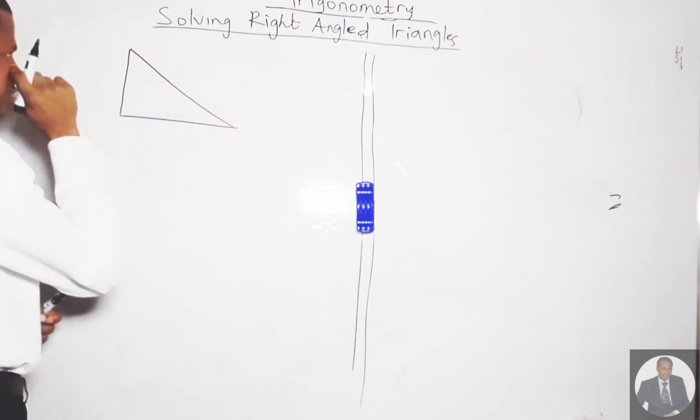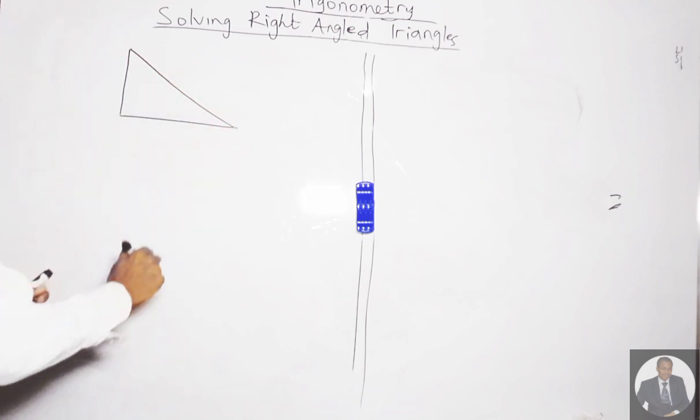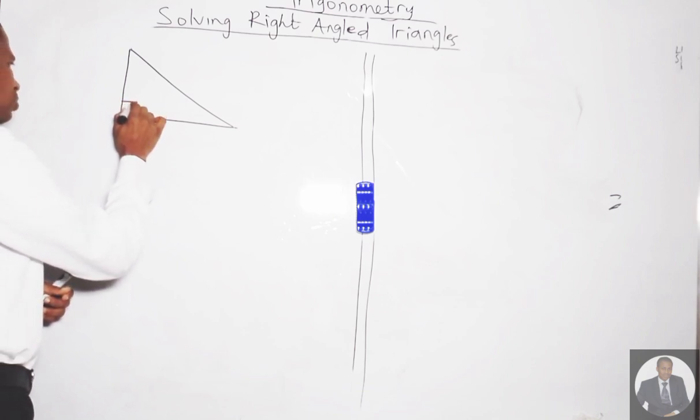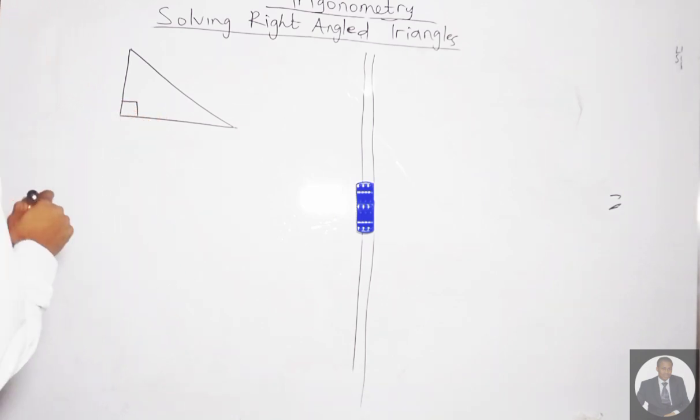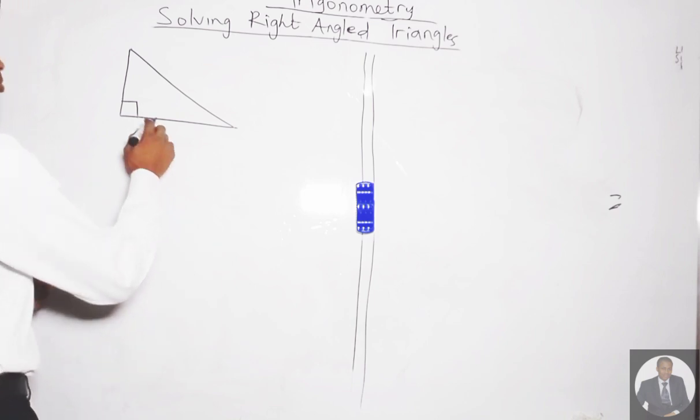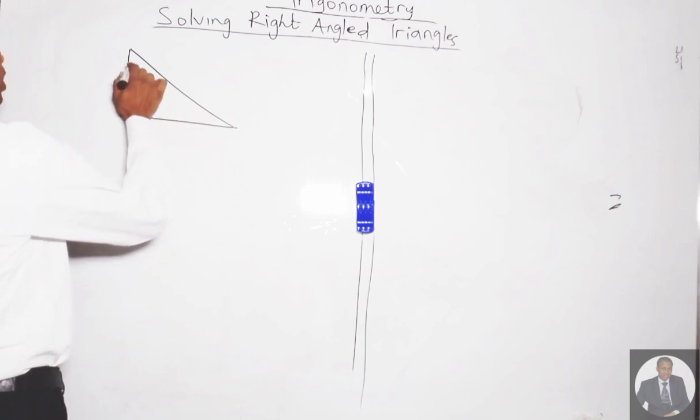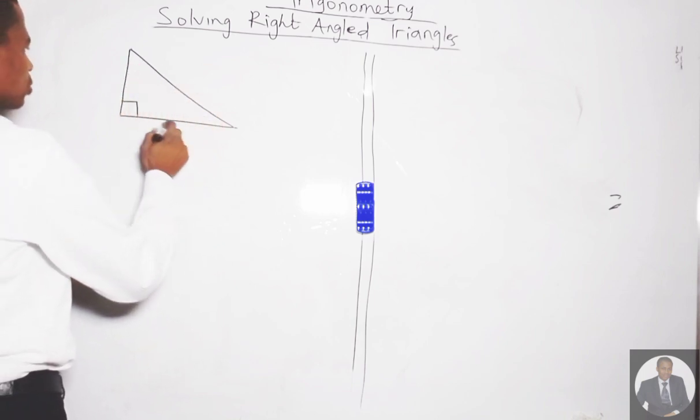What's a right-angled triangle? A right-angled triangle is a triangle that has one of the three angles as 90 degrees. So it means that the other two angles sum up to 90 degrees.